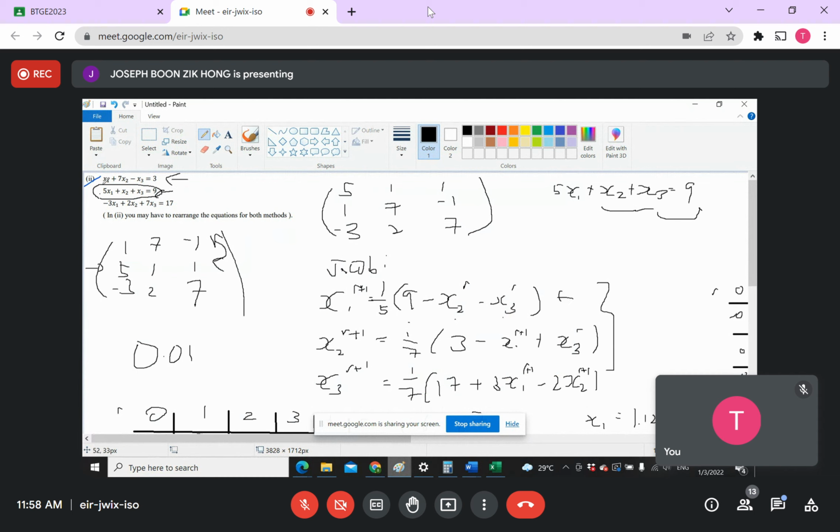For the second, I use the first equation. So I take 3 minus of x1 plus x3, and then everything divided by 7, because I have x1 plus 7 x2 minus x3 equal to 3. So again, I move this one and this one to the back. So it becomes 3 minus x1 plus x3, and then everything divided by 7. So 1 over 7. Same thing for the third one. We move x1 and x2 to the back, and then everything divided by 7. Is it okay? Am I answering your questions?